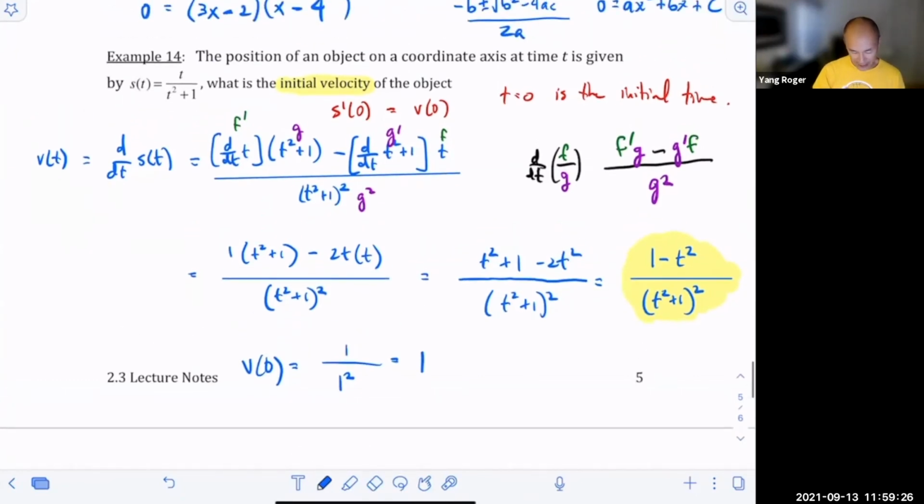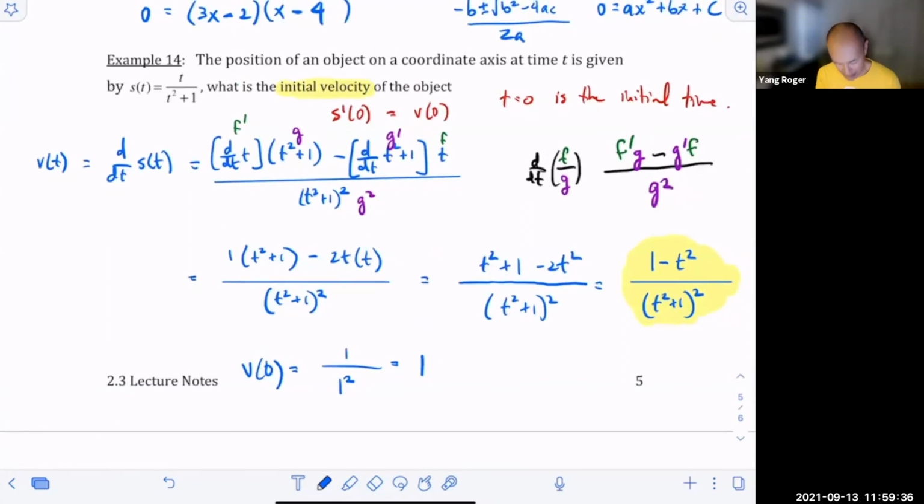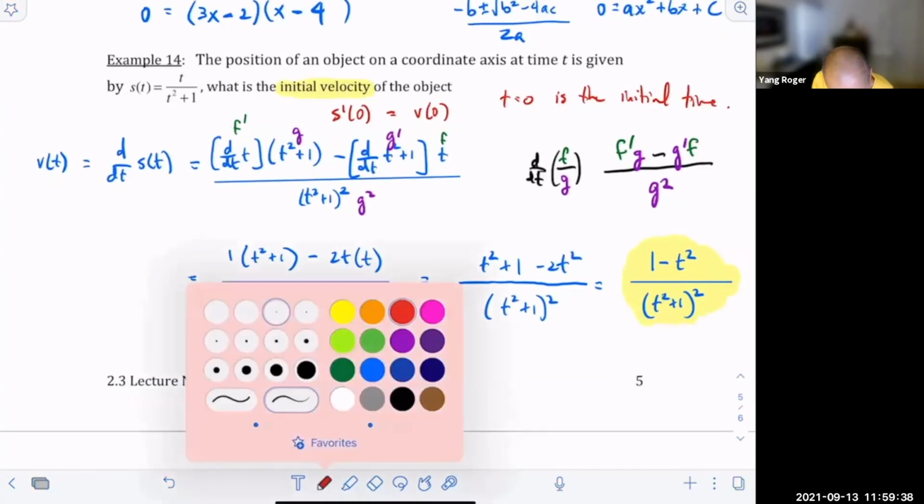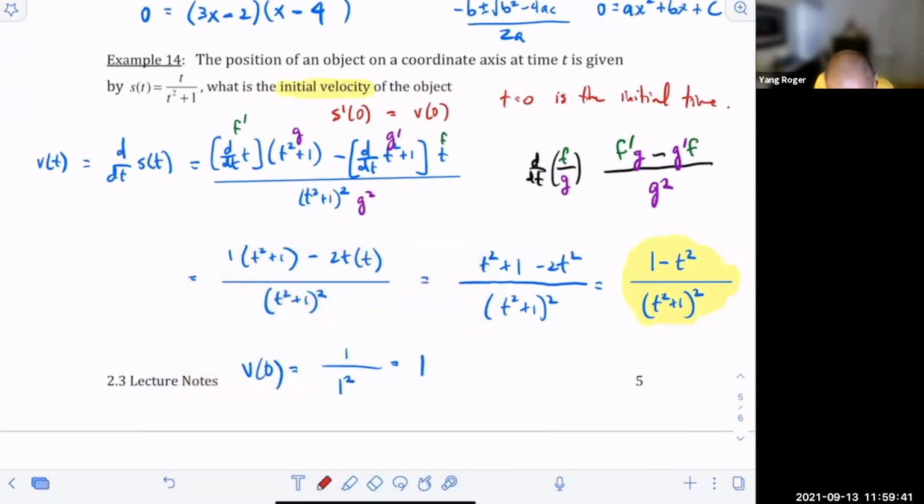Did they give us units here? Oh, they didn't even give us units. Should I make up my units? Let me just squeeze it in here. The position in feet of an object on a coordinate axis at time t measured in minutes is given by that. So then if we did that, then our units would be feet per minute. Just to have some units in there, I don't want you to think units are not important.